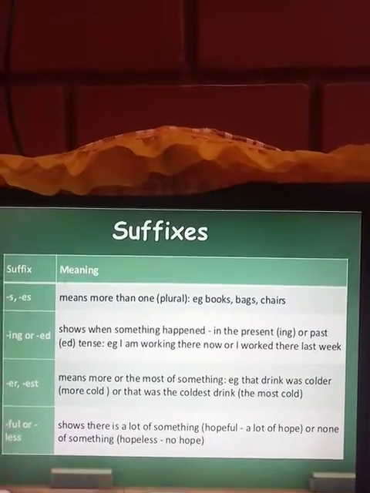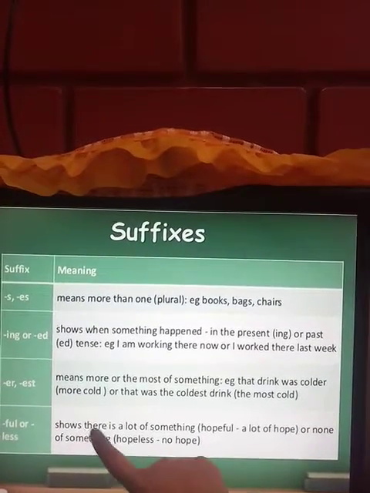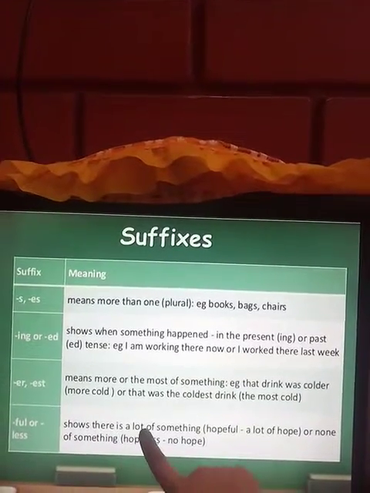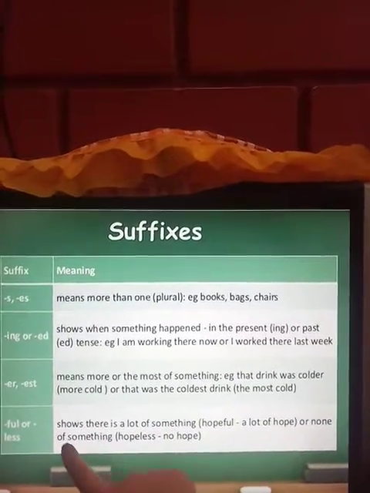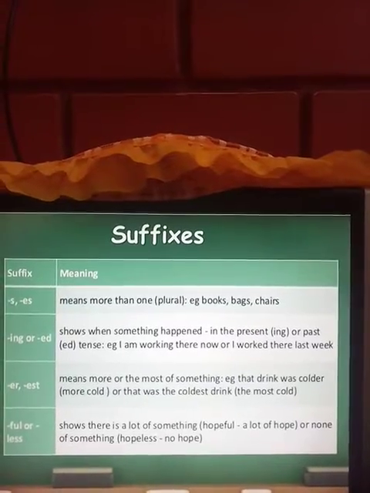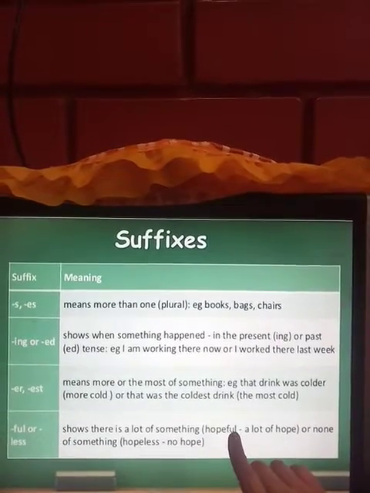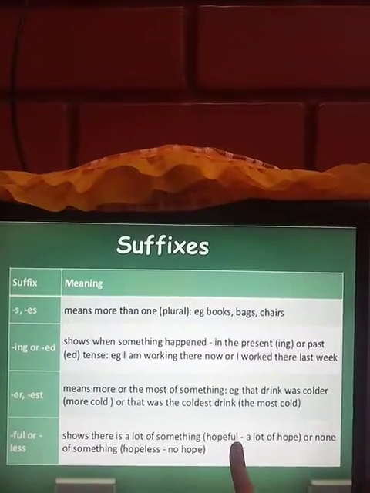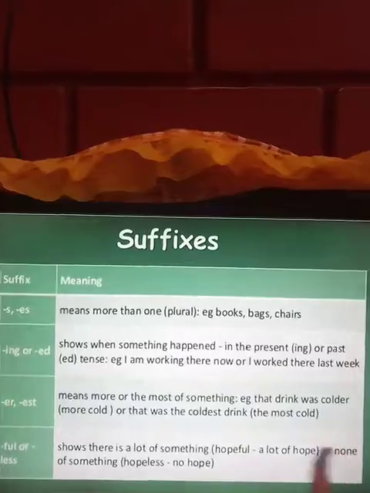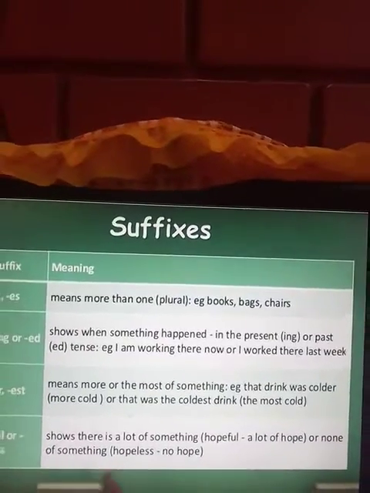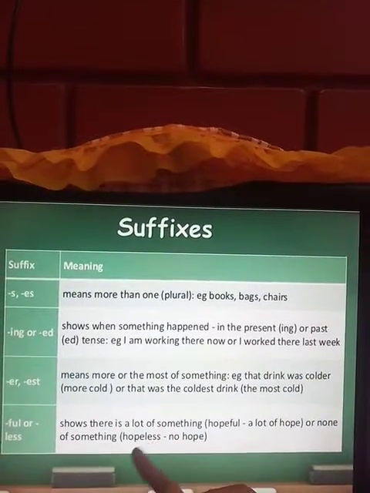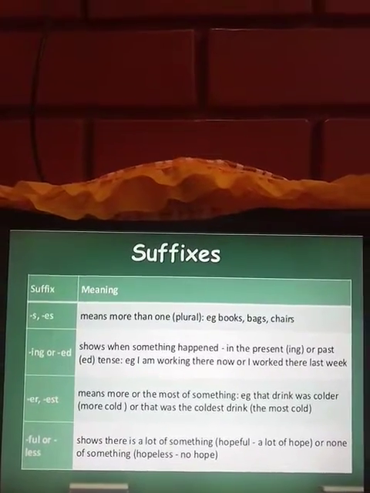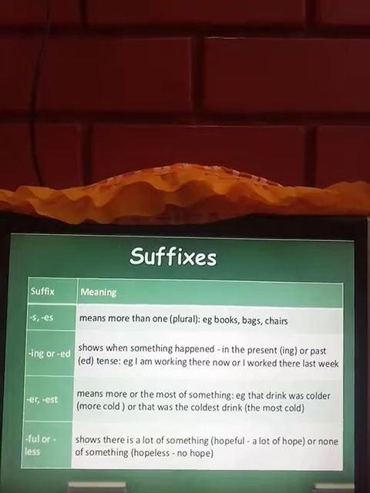Then ful or less. Shows there is a lot of something, like hopeful, meaning a lot of hope. Hope plus ful, hopeful. Or none of something. Hope plus less, hopeless, meaning no hope. So these are some examples of suffixes.